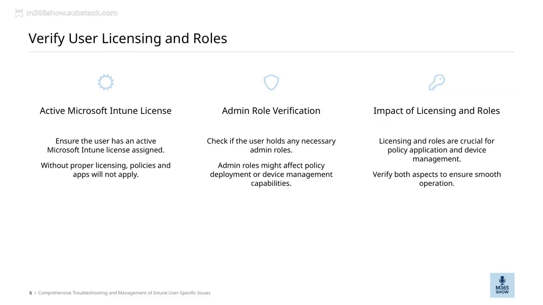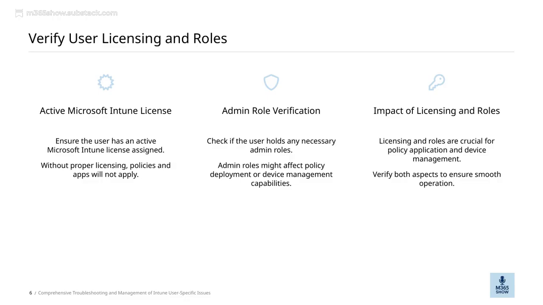Now, let's talk about verifying user licensing and roles. These are really crucial for making sure policies are applied correctly and devices are managed smoothly. First, you want to check if the user has the necessary admin roles. These roles can impact how policies are deployed and how devices are managed. If a user lacks the proper roles, it could prevent certain actions or cause issues.